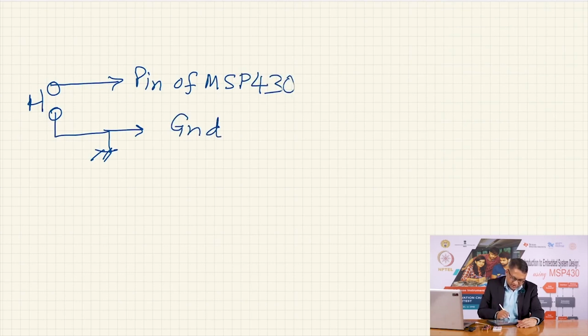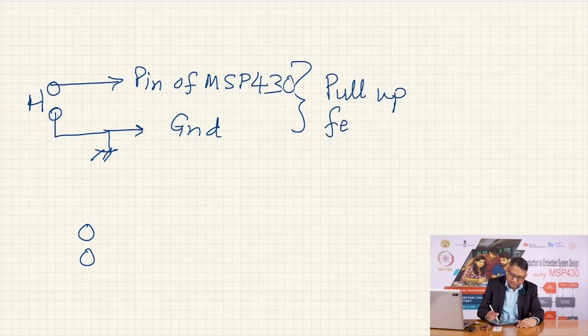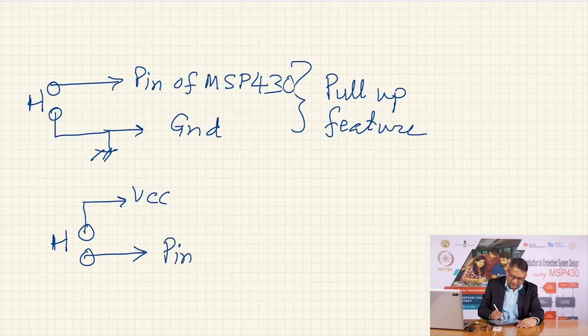We have another switch, for which we have to invoke the pull up feature. Here the switch is connected to VCC, and the other pin is available here. This will go to VCC of the MSP430, and this will go to another pin of MSP430, and this configuration allows us to test the pull down feature.